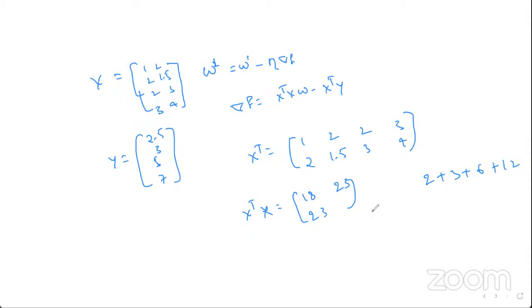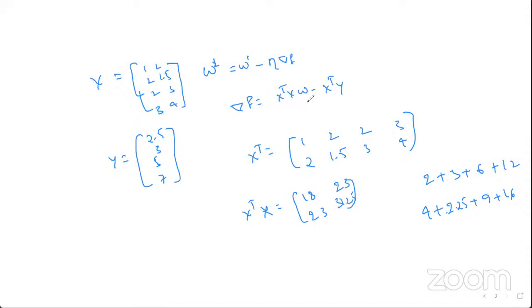Okay, and the other one is this 2 1.5 3 4 multiplied by this 2 1.5 3 4, which will give you 2 square plus 1.5 square plus 3 square plus 4 square, which is nothing but 4 plus 1.5 square is 2.25, plus 3 square is 9, plus 4 square 16: 4 plus 2.25 is 6.25, plus 9 is 15.25, plus 16 is 31.25. Okay, the last value in X transpose X is 31.25. Okay, now what do we have here?